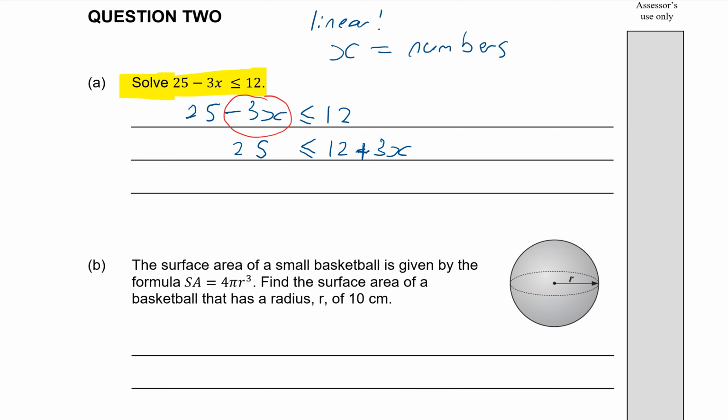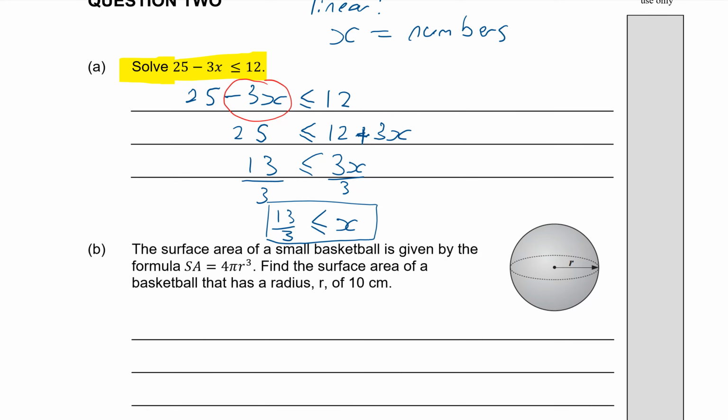Now I have to get rid of this 12, so I'm going to take away 12 from both sides. 3x equals 13. And then finally to get x by itself, I have to divide by 3. So x is greater or equal to 13 divided by 3. Now that is perfectly fine. No calculators allowed. Fractions are fine. That is the final answer. Just leave it as a so-called improper fraction, where the numerator is bigger than the denominator. That is all good.